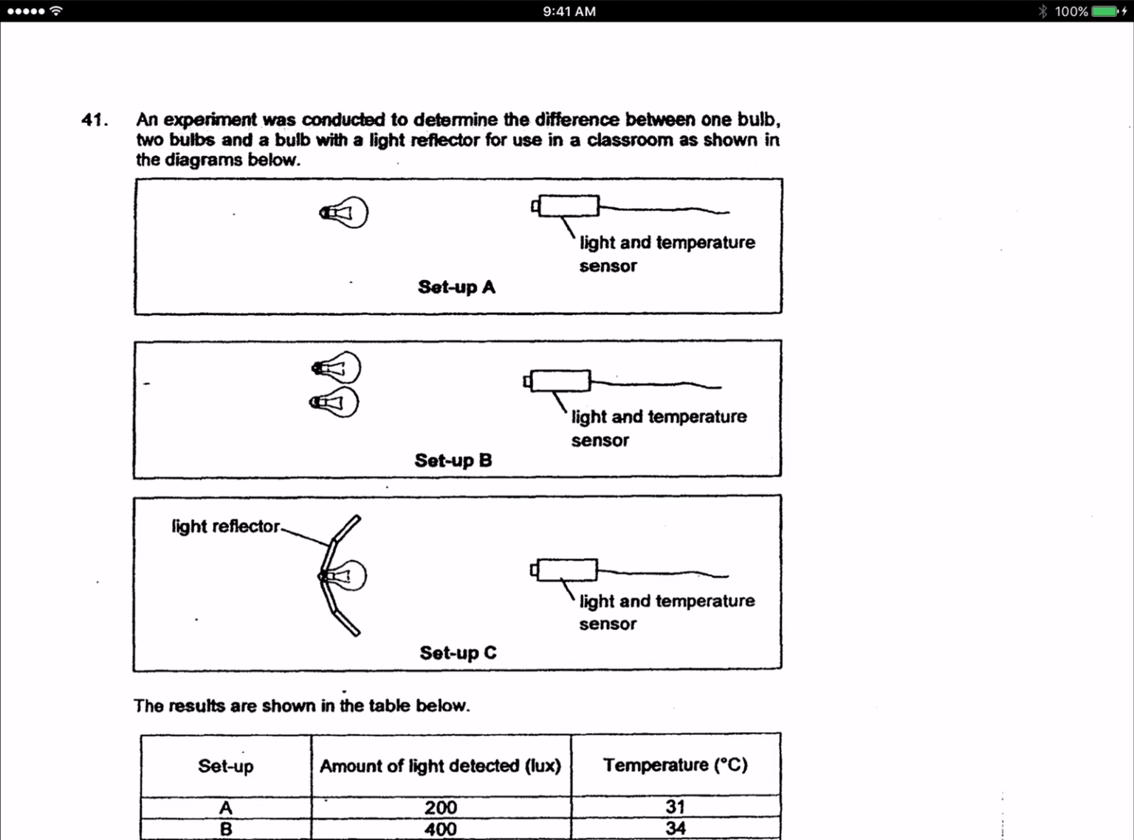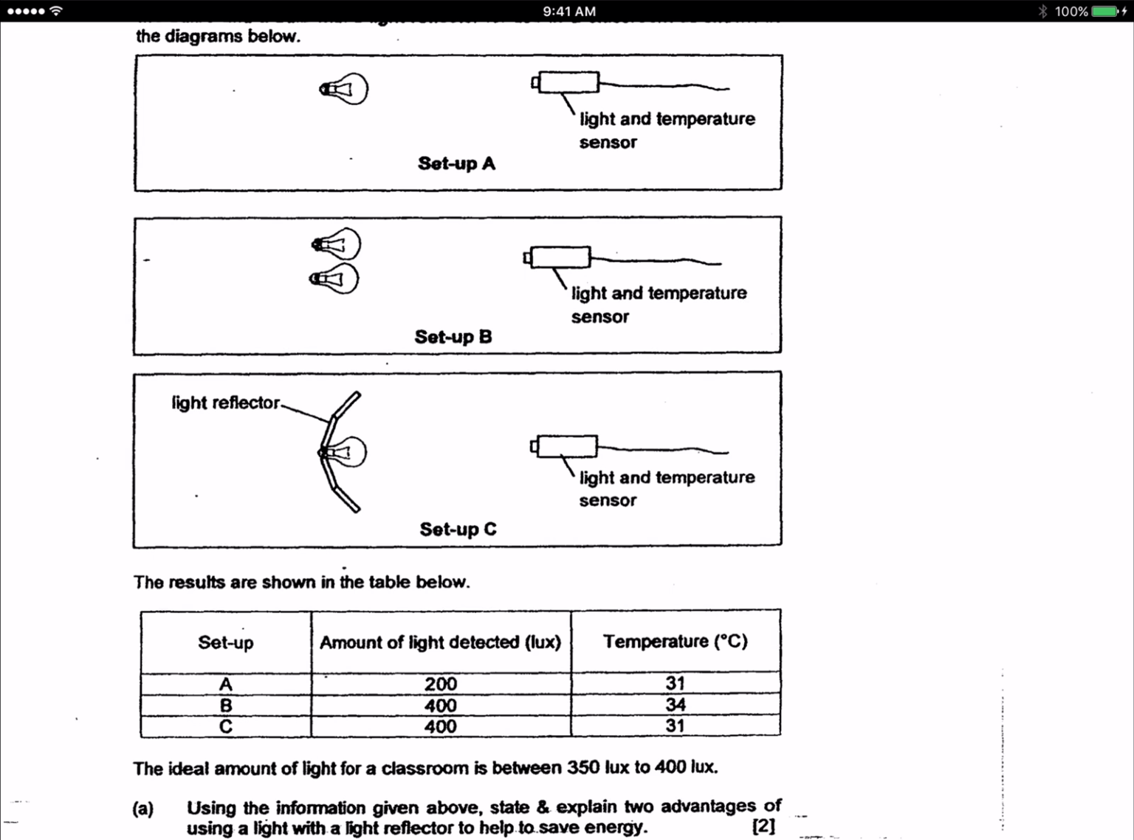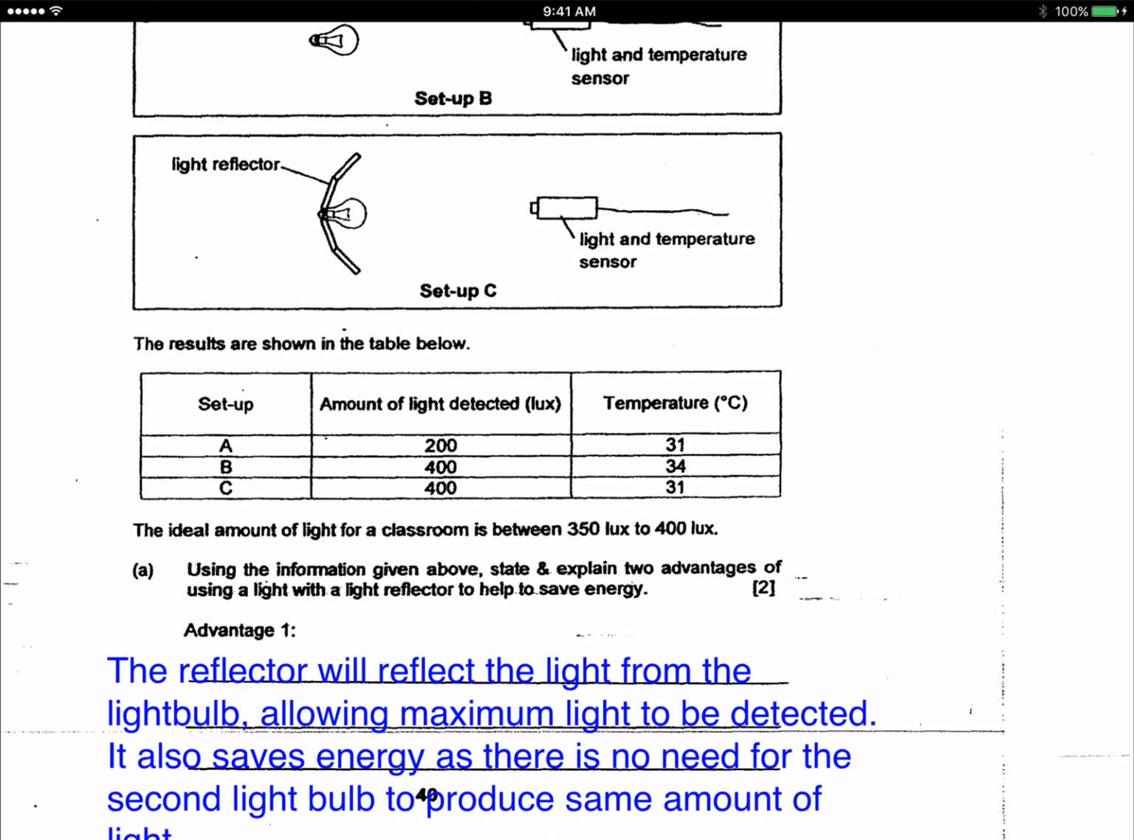Now, what's the purpose of a light reflector? Reflect light. See, so clever. All P6, worthy of graduating to secondary school. You all know a light reflector is to reflect light, okay? So this person is trying to test the brightness. If I have one bulb, two bulbs, or one bulb with a light reflector, which one is brighter? And he realized that there's some data over there.